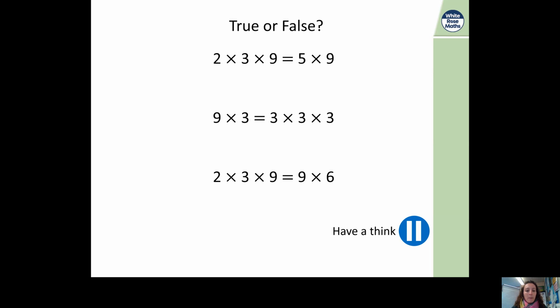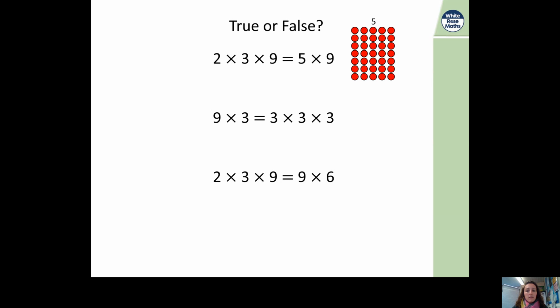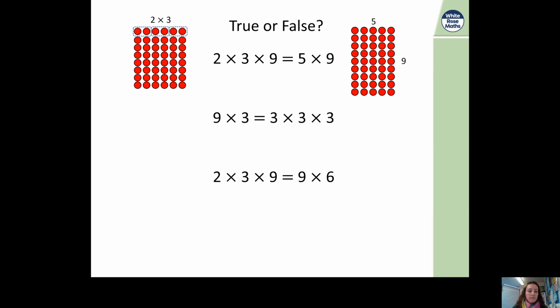Let's have a look together at the first one. So here's 5 times 9. And here is 2 times 3, 2, 3 times. And then we're timesing that number by 9. So together it's 6 along and 9 down. So it's false, because actually 6 times 9 is a whole other extra column of 9.